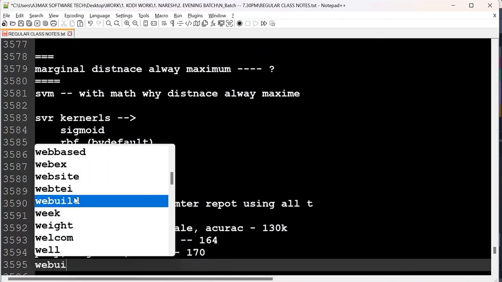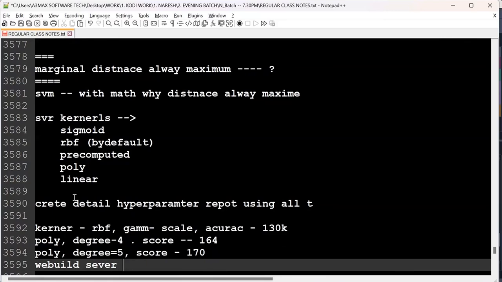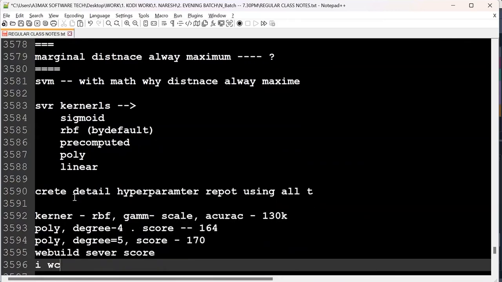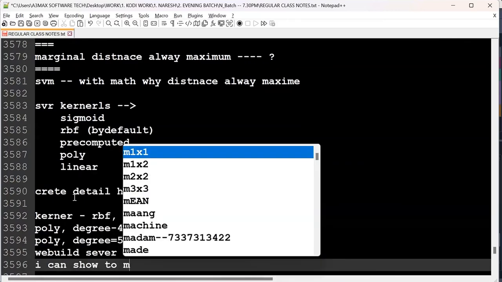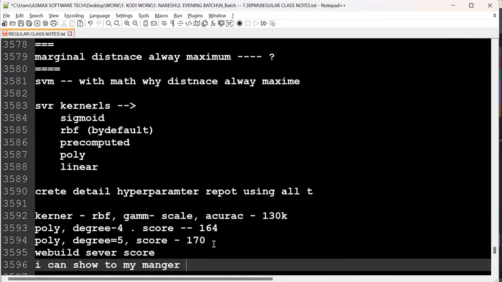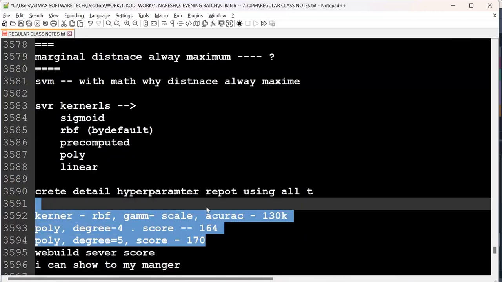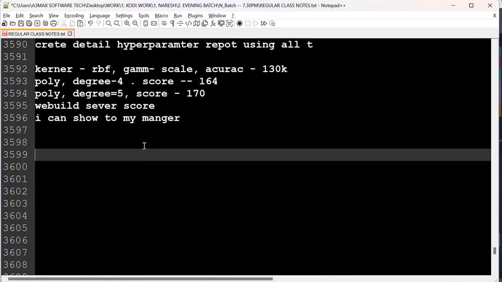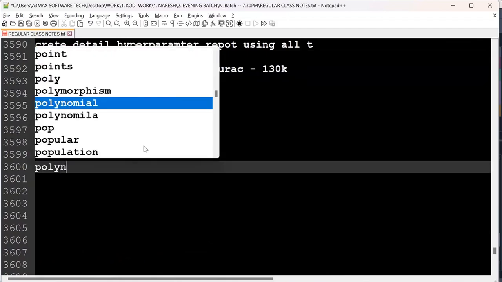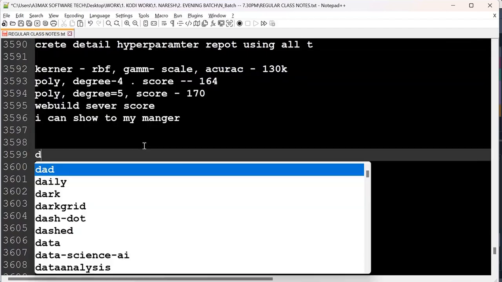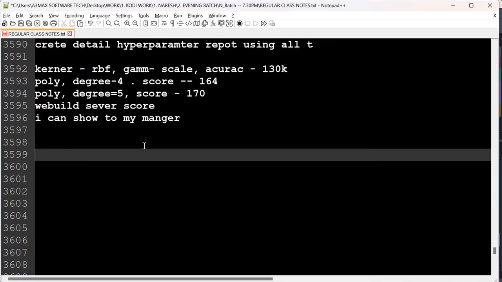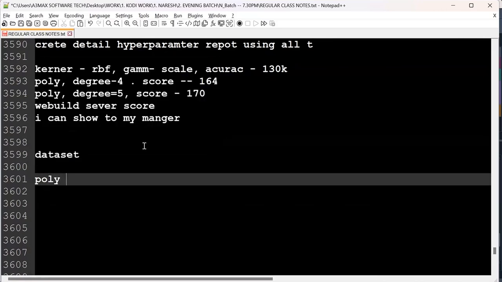After we build several models and get the scores, now I can show them to my manager, and the manager will finalize which one we pick. Understand, team? So here, let's assume the polynomial. We have one data set. On this data set we build a polynomial model, and the model scores 174 point 68 or 78, something like that.